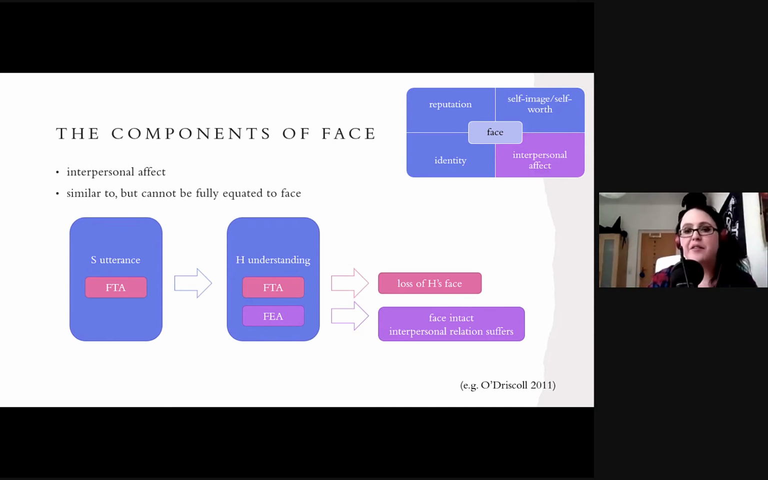That is, the hero can now accept this face-threatening act and in turn lose face in this setting. Or alternatively, the hero can pretend that the speaker was actually aiming to express a supportive intent with this criticism. And so in our conference Q&A, the hero's face would then remain intact. They would not lose face, but the interpersonal relation between speaker and hero could then suffer.